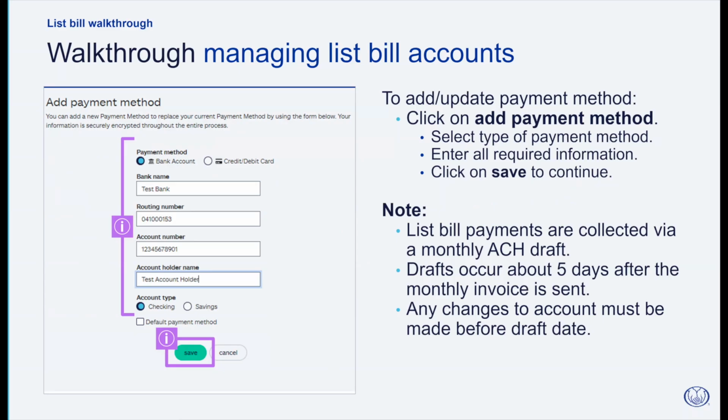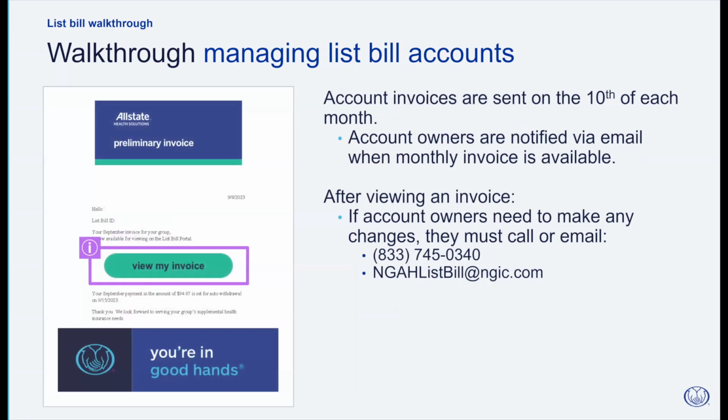Just so that you guys are aware, the draft is going to occur about 5 days after the monthly invoice is sent, just so you guys can keep your customers up to date on what to expect on that, when that happens, everything like that. Any changes made to the account must be made before the draft date, or it won't go into effect until the following month. They'll also get some emails, further invoices. So this is another way that they can stay on top of everything. And again, there's the same phone number, same email that they need.